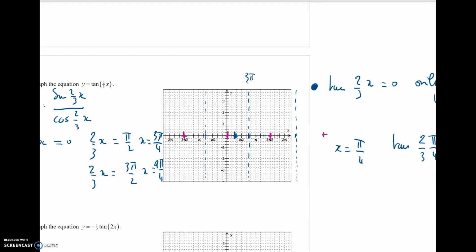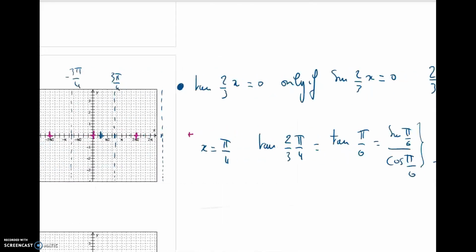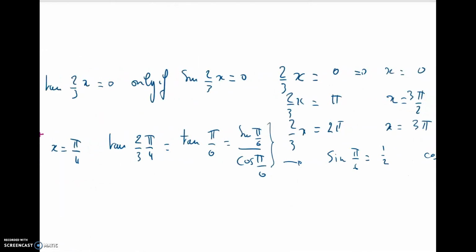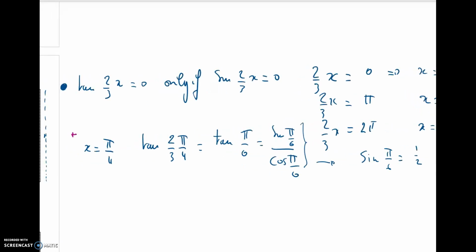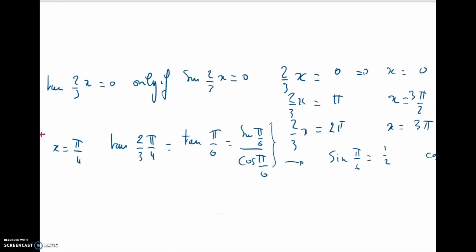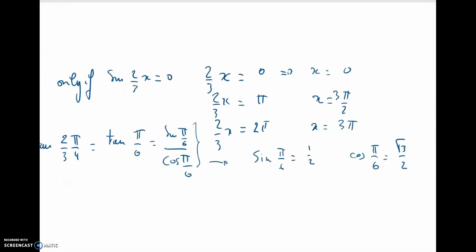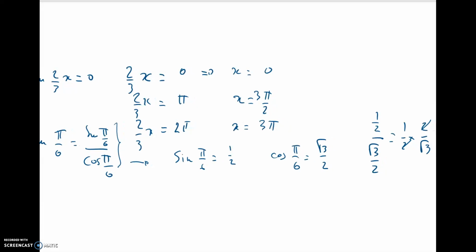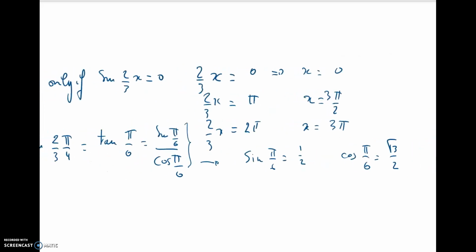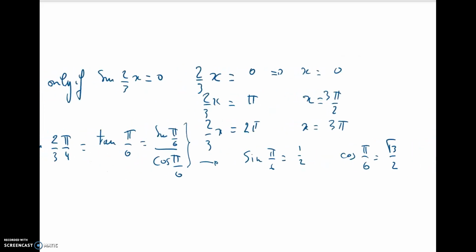Where we have 3 pi over 4 and minus 3 pi over 4 is right here. Then I'm going to look for the zeros, and my tangent will be equal to 0 if my numerator is equal to 0, and that will define different values of x: x equals 0, x equals 3 pi over 2, and x equals 3 pi, because I know that my sine will be equal to 0 when the angle 2/3 of x equals 0, pi, or 2 pi. And that implies 0, 3 pi over 2, and 3 pi.